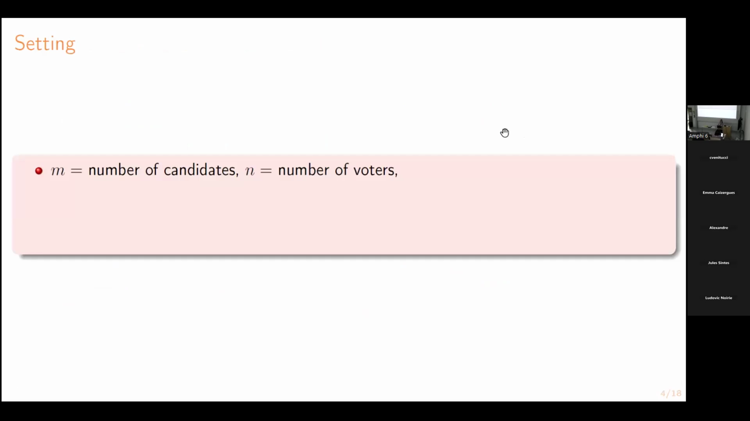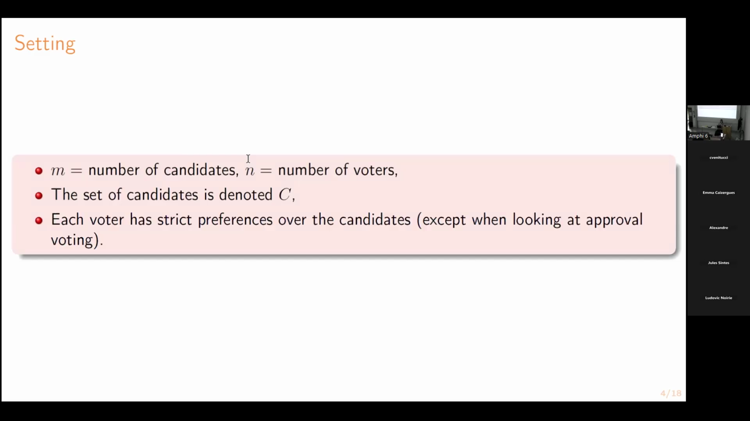Okay, so just so that you are not lost in what follows, M will always designate the number of candidates and N the number of voters, and the communication complexity of the voting rules will be expressed in function of M and N. The set of candidates is sometimes denoted C, and for every voting rule except approval voting, that I will explain later, we assume that the voters have strict preferences over the candidates so that they are able to provide a ranking.